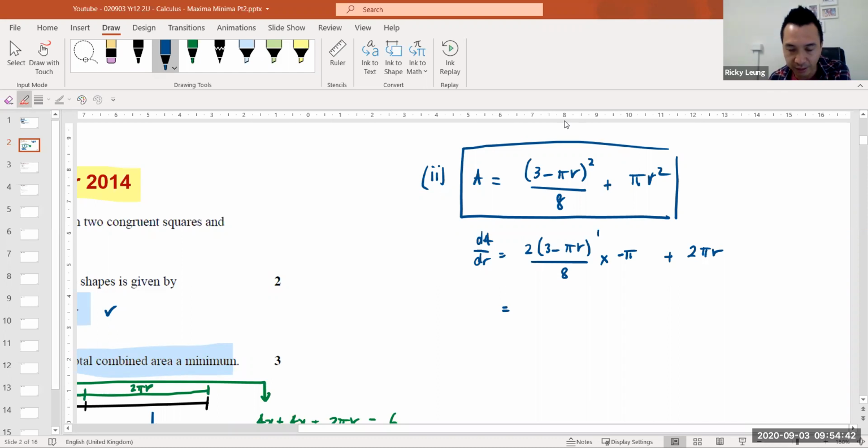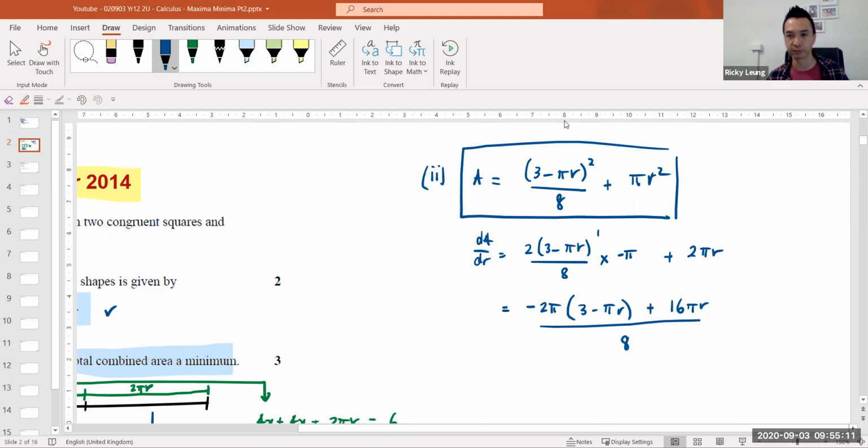So let's see, clean it up. You know what? I don't need to, but I think I will common denominator everything here and expand, probably just to get this up and running. So if I put negative 2 pi (3 minus pi r), that's this guy here on 8, and then I'll common denominator this, 16 pi r all over 8.